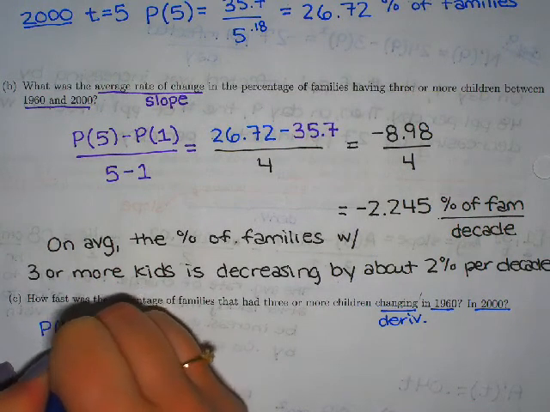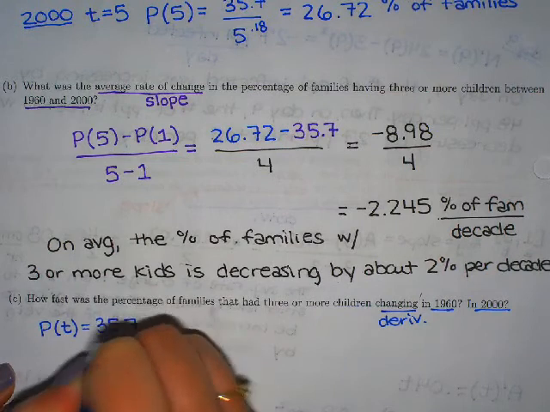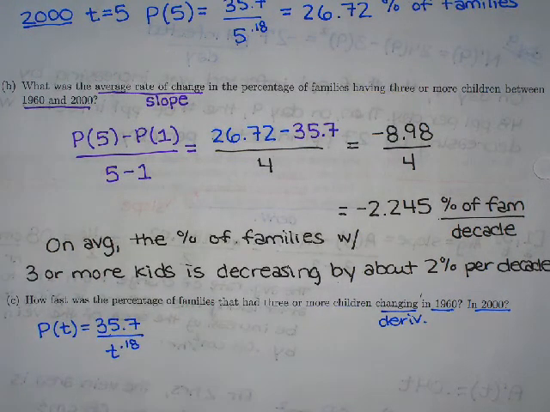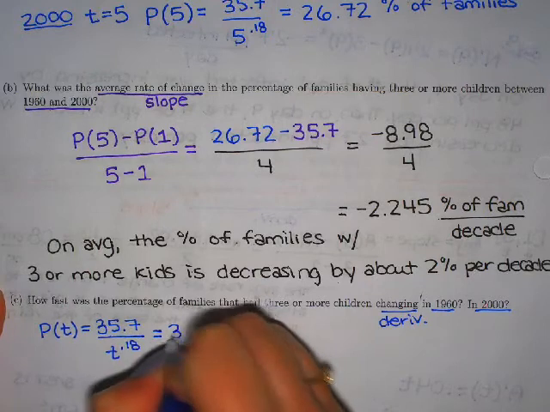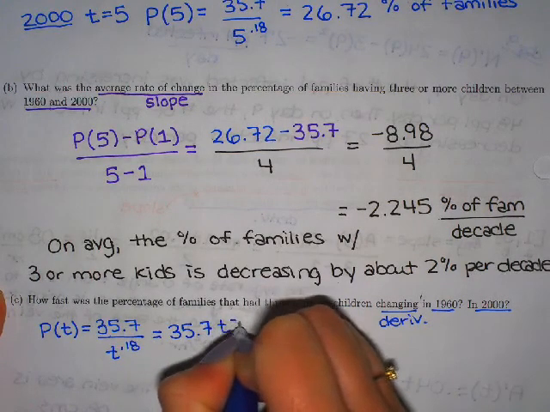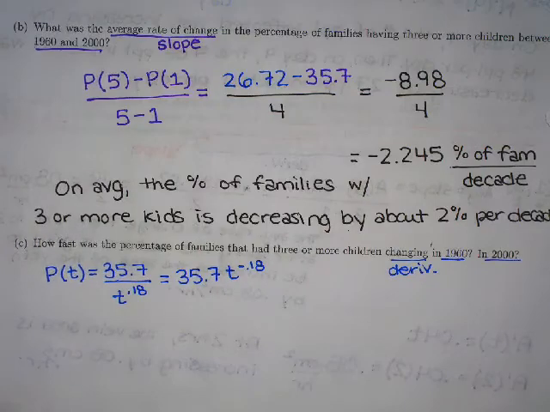So let's rewrite that function so that we can see it down here. We have P of t is 35.7 over t to the 0.18. So dang, I have a fraction. Do I have to use the quotient rule? Well, I don't have t's or x's, whatever your variable is, in the top and the bottom. In this case, it's t's in the bottom only. So I don't have to use the quotient rule. I just need to rewrite this as a negative exponent. 35.7 t to the negative 0.18.